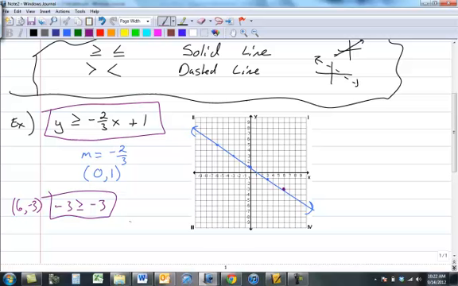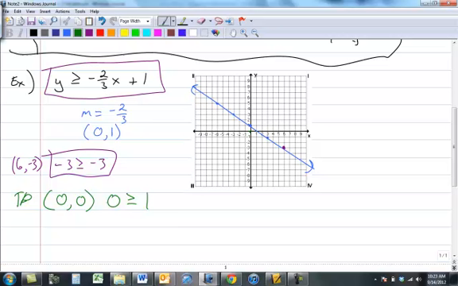But there are other points that are also a solution to this. One point that we're going to test to see if it is a solution is the point 0, 0. And this is what I like to call our test point. TP. It's not toilet paper, it's test point. Our test point here is going to be 0, 0. If I plug 0, 0 into the original inequality, I'll get 0 is greater than or equal to negative 2/3 times 0, which is 0, plus 1 is 1. So, when I plug 0, 0 into our original inequality, we get 0 is greater than or equal to 1. Is that true? No, that is not true. That is false.